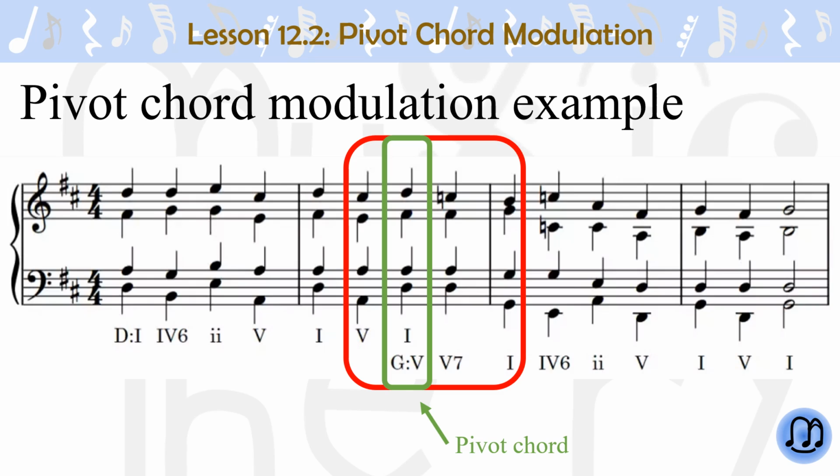In this example, the pivot chord modulation is from the second beat of the second measure to the first beat of the third measure. The pivot chord is a D major triad, which is 1 in D major and 5 in G major. In D major, the progression moving to the pivot chord is 5-1. Then the pivot chord has to move to the 1 chord in G major. The pivot chord, which is 5, goes to 5-7 and then to 1.